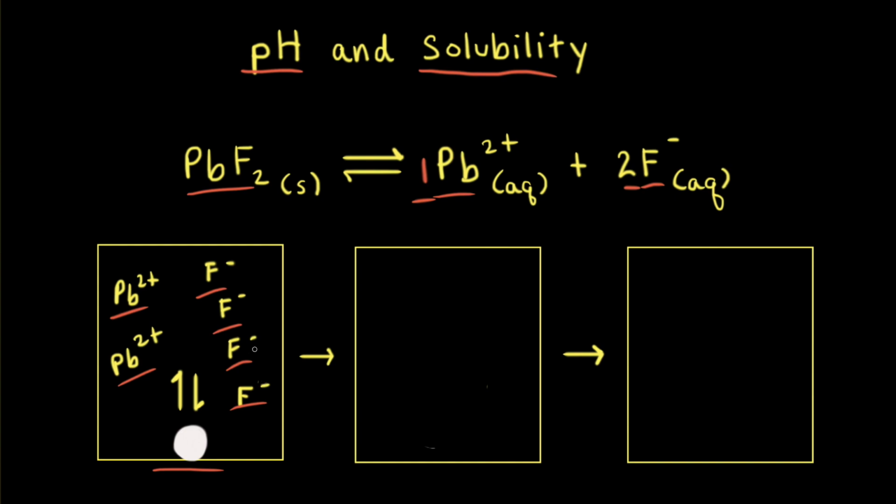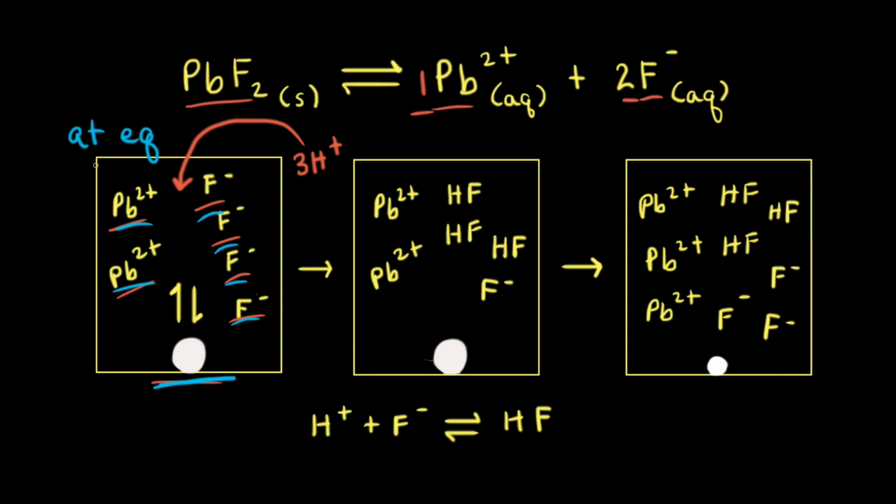At equilibrium, the rate of dissolution is equal to the rate of precipitation, and therefore the amount of solid and the concentration of ions in solution remain constant, and this forms a saturated solution of lead II fluoride. To the system at equilibrium, we're going to add some H+ ions. So by increasing the concentration of H+ ions in solution, we're decreasing the pH of the solution.